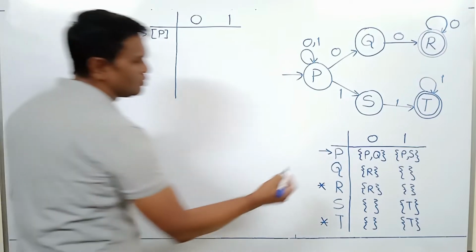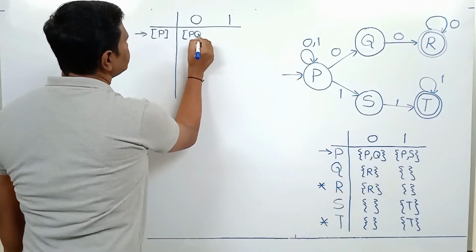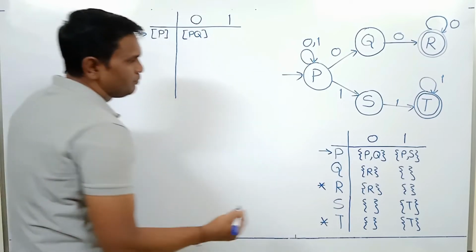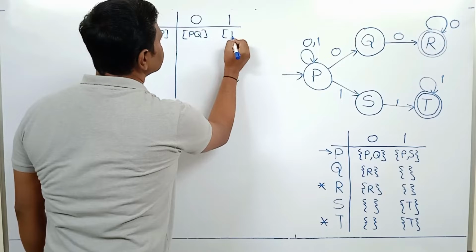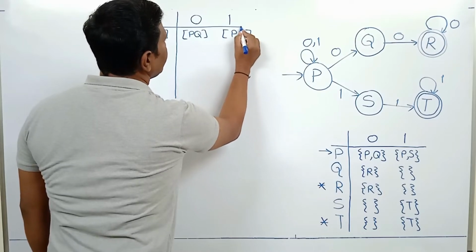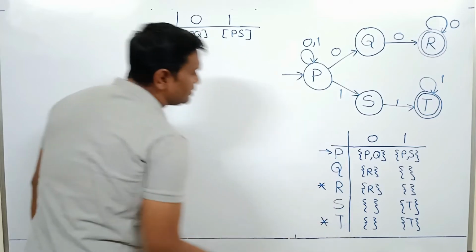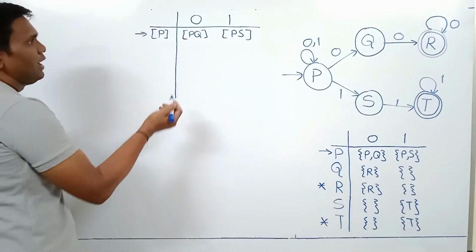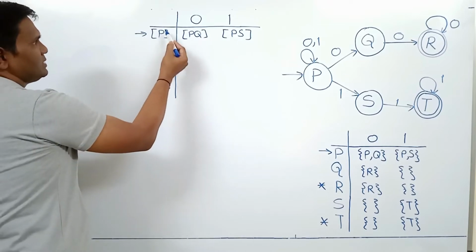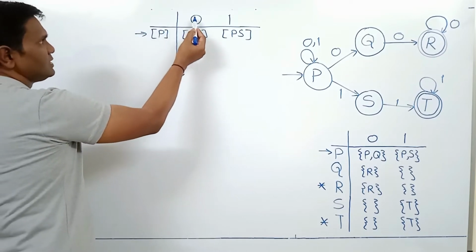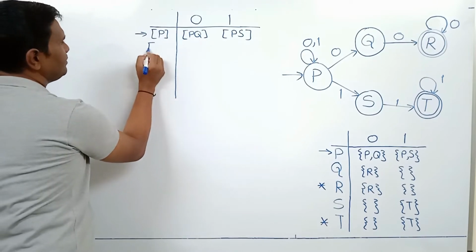P on 0 goes to PQ. Here we consider state PQ. P on 1 goes to PS. Here we consider state PS. Now we do not copy these transitions. In the DFA table, we have to consider states reachable from initial state. From P on 0, we go to PQ. So next reachable state is state PQ.